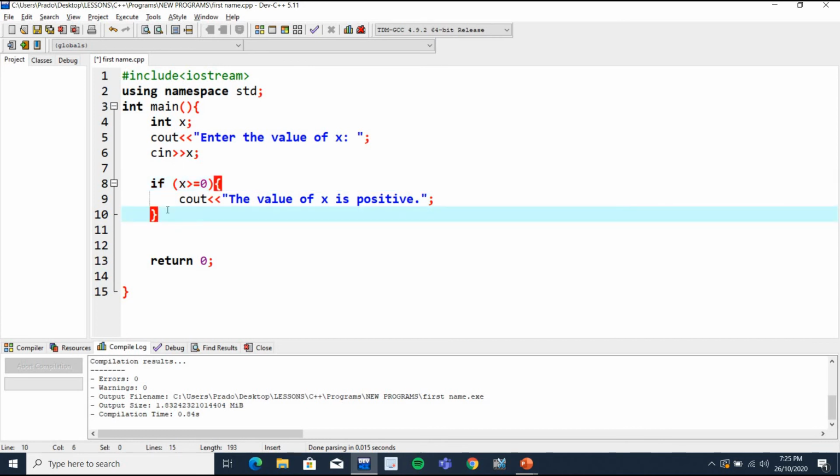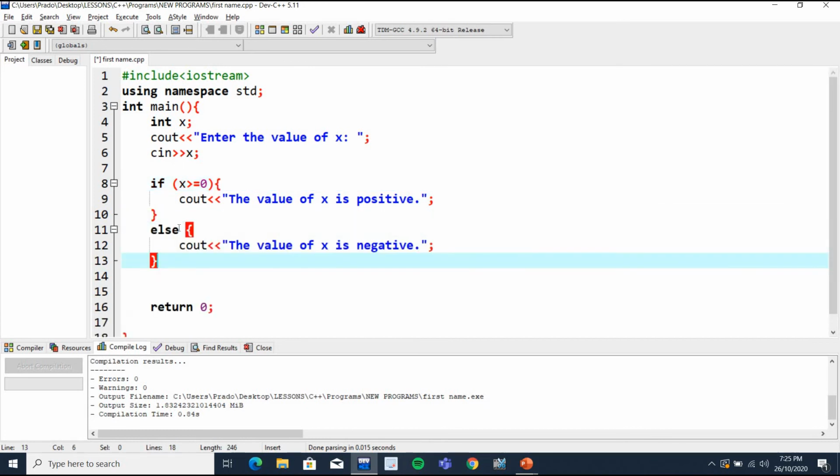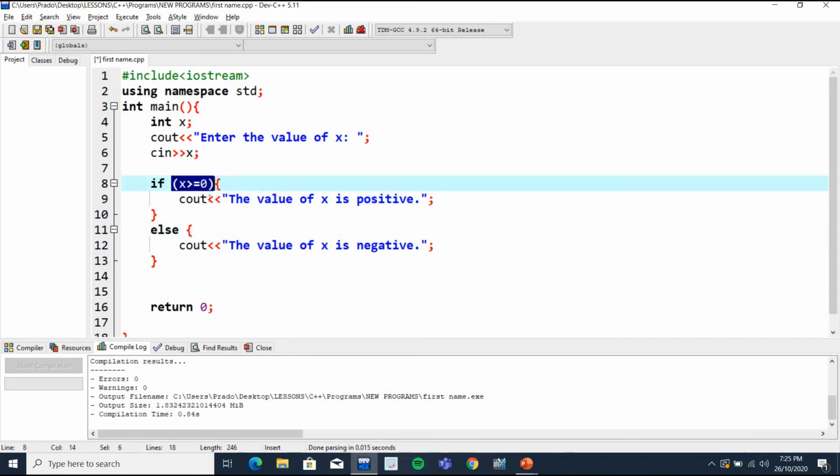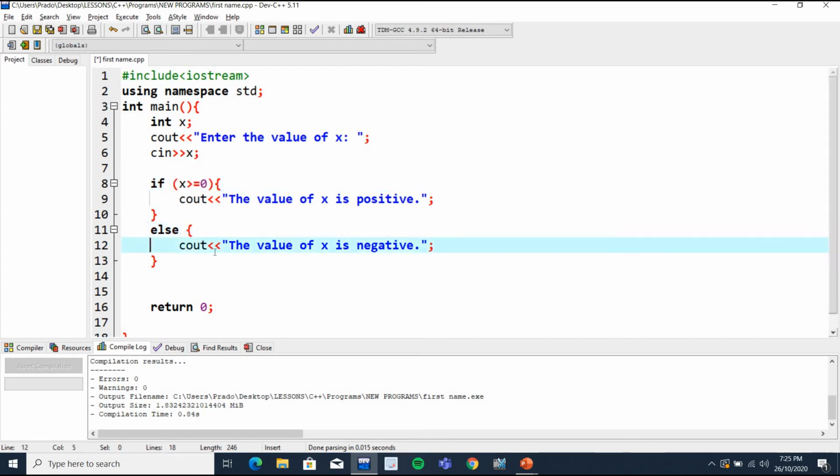Kapag if-else naman, hindi mo na kailangan maglagay dyan ng condition kasi automatic na kapag hindi ito tama or hindi siya true, automatic na ito na po yung ibibigay niya or kumbaga default. So, ayun po. Ito na siya. So, cout, the value of x is negative.